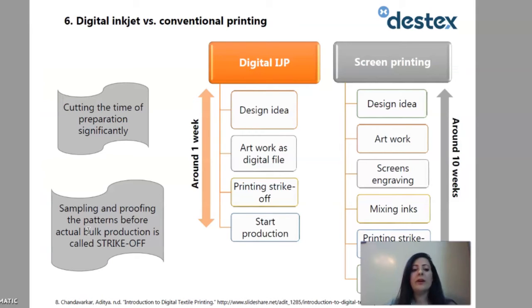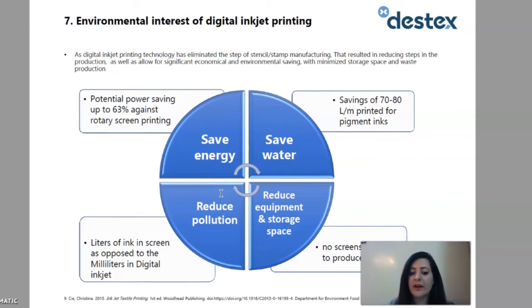If we compare digital inkjet printing versus conventional printing, for example screen printing, we can significantly see the difference in the time that is required to optimize the process and to start production. And we can see here that not only time will be saved, we can also save energy and water, and reduce pollution using the digital technology. Also it reduces equipment and storage, because we don't need the metallic engravings and so on to perform the screen printing.